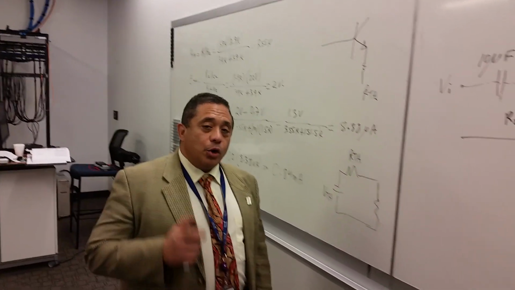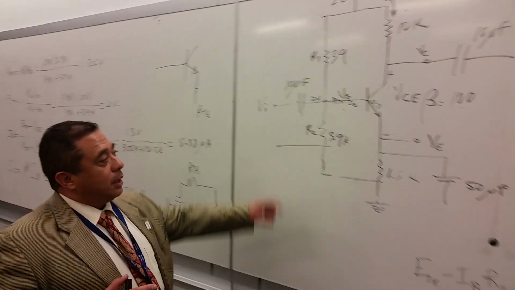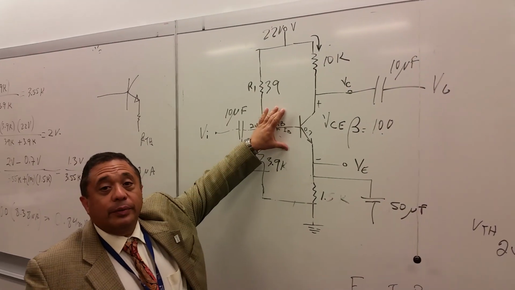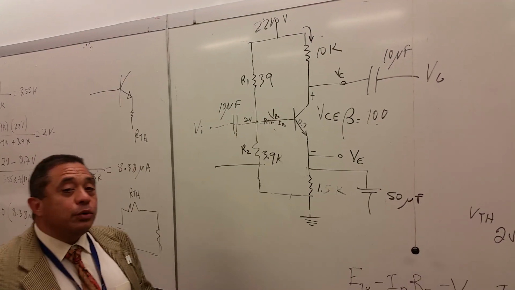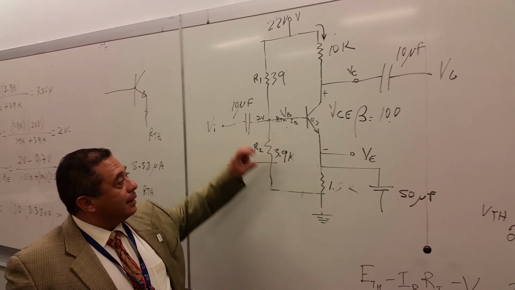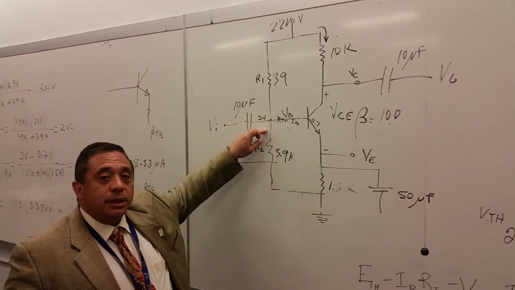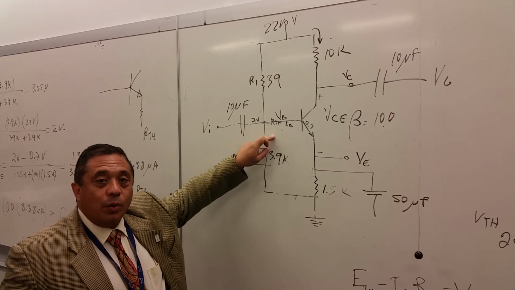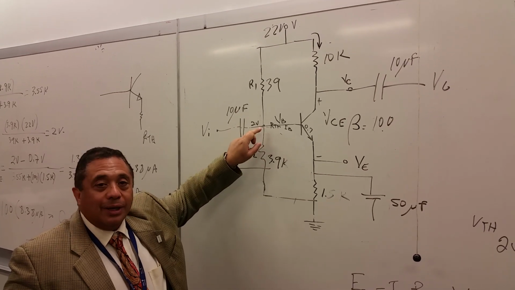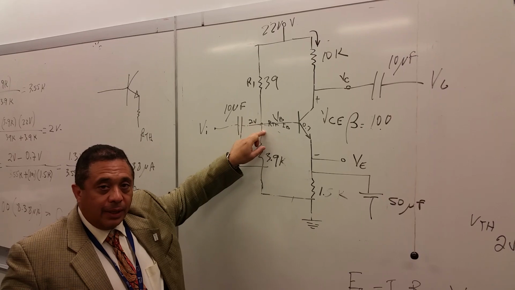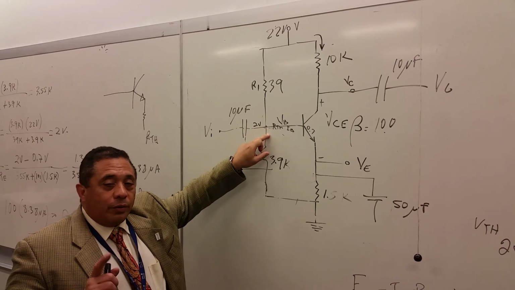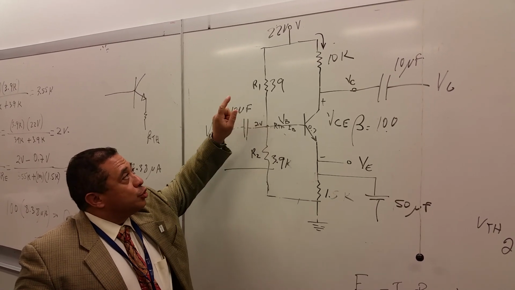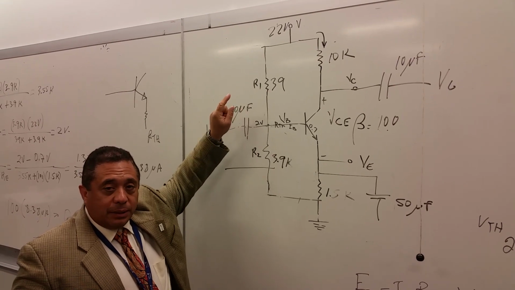I'll be explaining how you can calculate the voltage collector-emitter from this circuit. The first thing we need to do is to find the Thevenin equivalent voltage and the Thevenin equivalent resistance for the base.